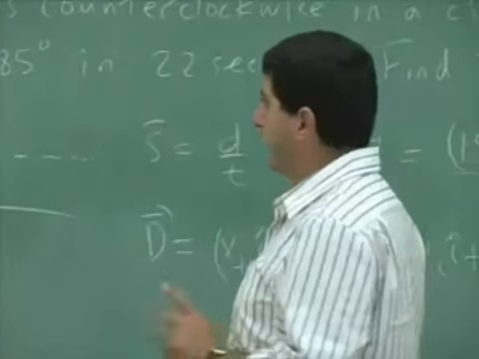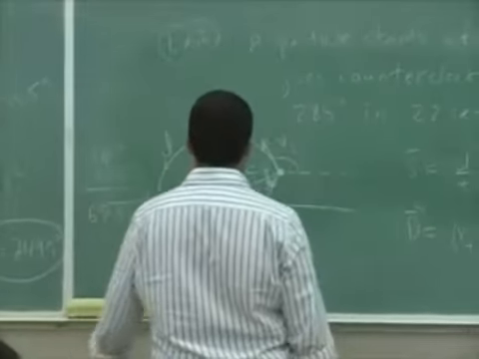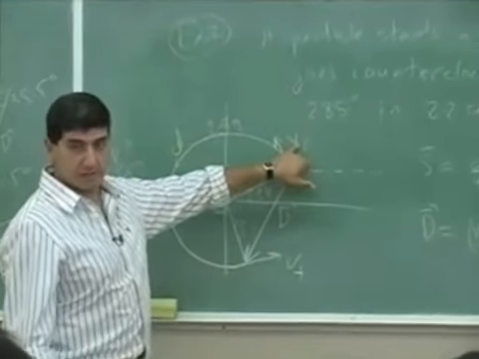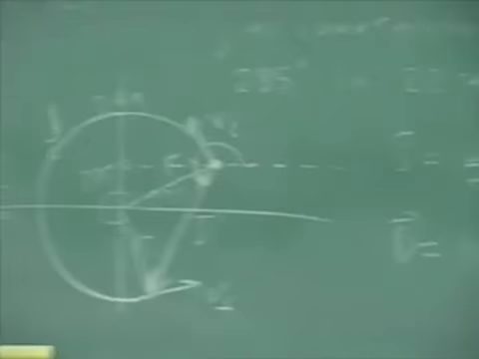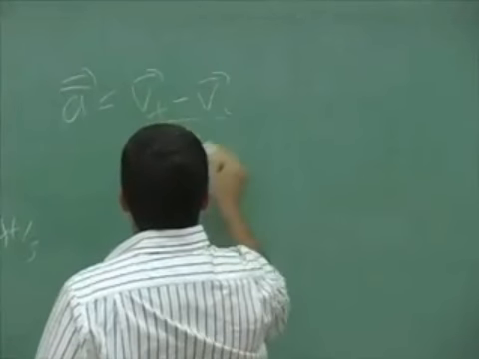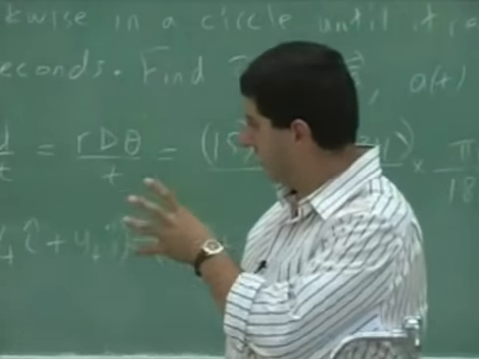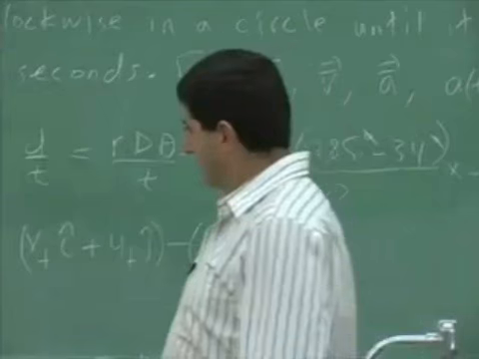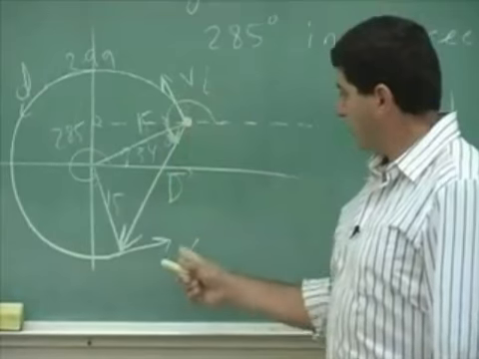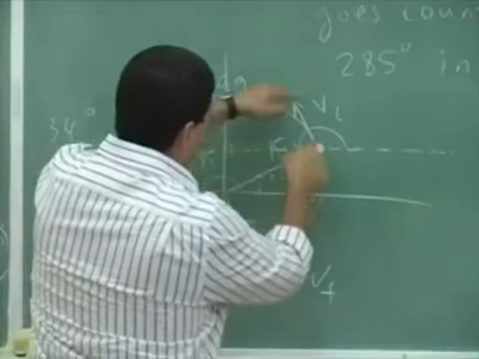Okay, now let's do the average acceleration and the instantaneous acceleration. The average acceleration is V final minus V initial divided by t, right? So let's go over here. This one, we're going to have to do it with the vector method. There isn't a quick law of cosines or anything like that. We're going to have to take the V final and break it up into its components, and take the V initial and break it up into its components. Now, what's the magnitude of V final, and the magnitude of V initial?